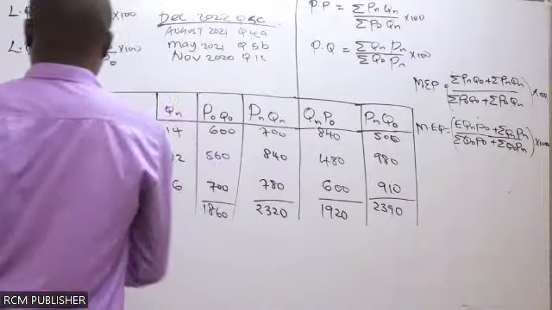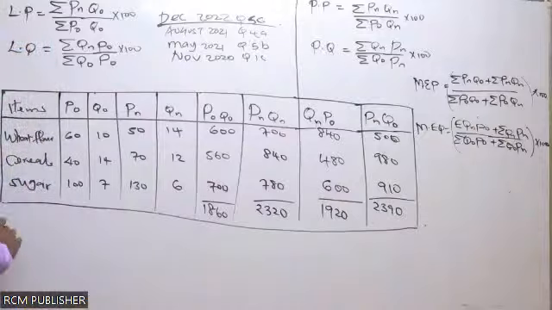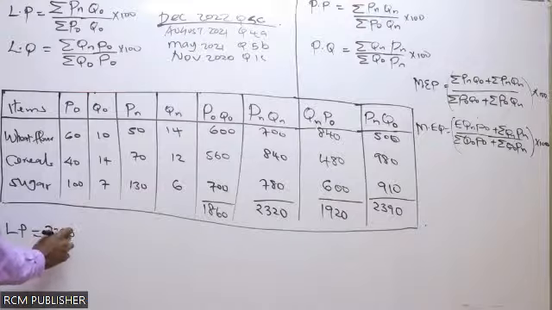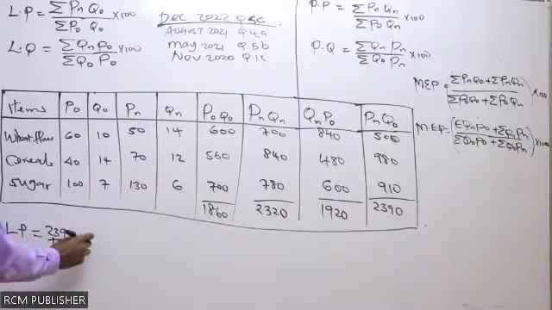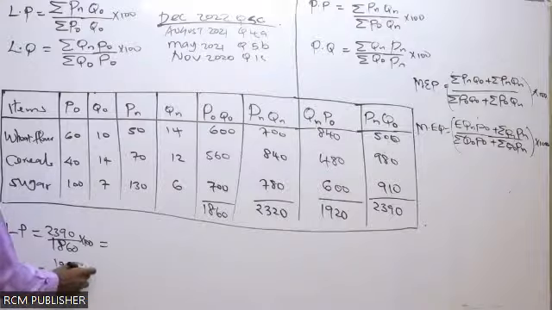Okay, so the first one, LP, is equal to summation of PNQO, 2390, divided by POQO, 1860, then as a percentage. Then LQ, QNPO, 1920 over QOPO, 1860, then as a percentage.